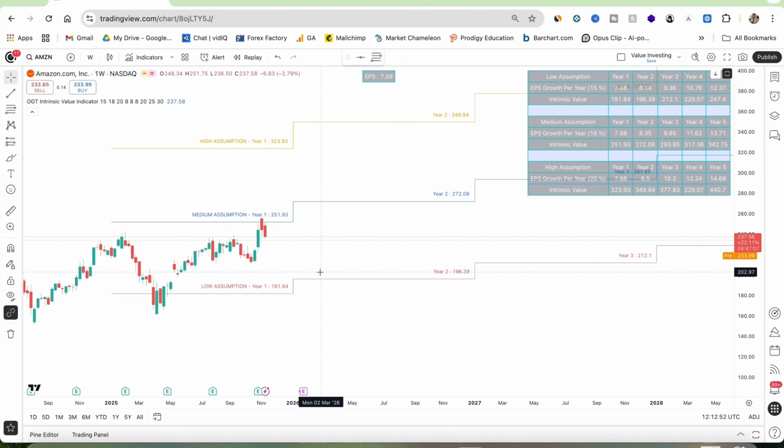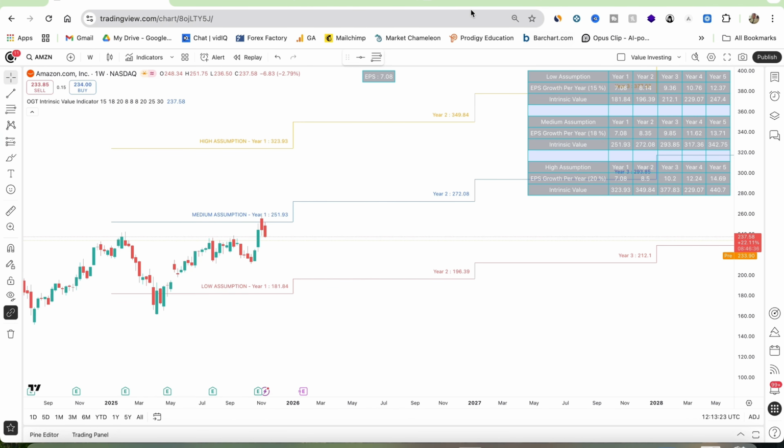Or the third option is that if it falls through this, I either roll my option or I get assigned the shares at 180, or whatever the strike price that you want to do. Ideally, your strike price wants to be lower than your lowest assumption. What you could do if you've got a fear of missing out, you could sell the 180 strike, and then the premium that you collect, you can use to go buy Amazon shares in case it does take off, because at least then you're in your golden range between the low and the medium assumption.